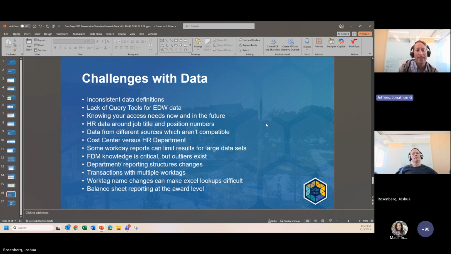Knowing your access and needs now and in the future. That's one of my favorite ones. I used to get a question a lot when we first went to Workday: do you have access to everything you need? Well, I don't know, because I don't know what's out there. There's not a repository that I'm aware of that tells me every data source and every table that's out there. So I actually don't know what I need access to that I don't have.